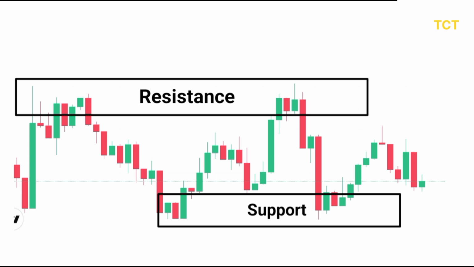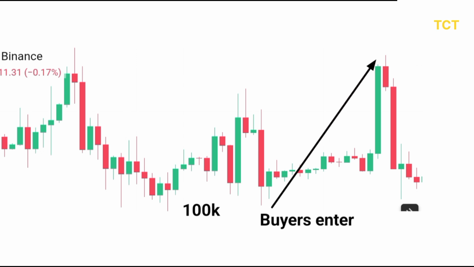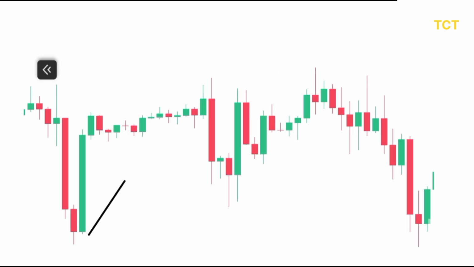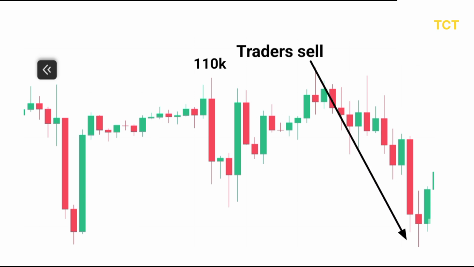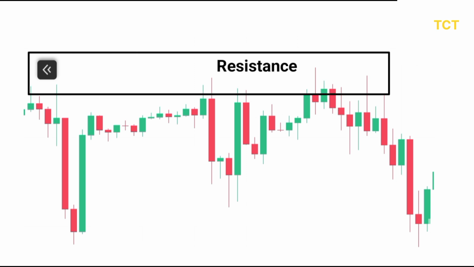Now let's look at a chart. Suppose Bitcoin falls to 100,000. Each time it reaches this level, buyers enter the market, and the price moves higher. This price area becomes support. Now imagine Bitcoin rises to 110,000. Each time it reaches this level, many traders sell, and the price falls. This area becomes resistance.